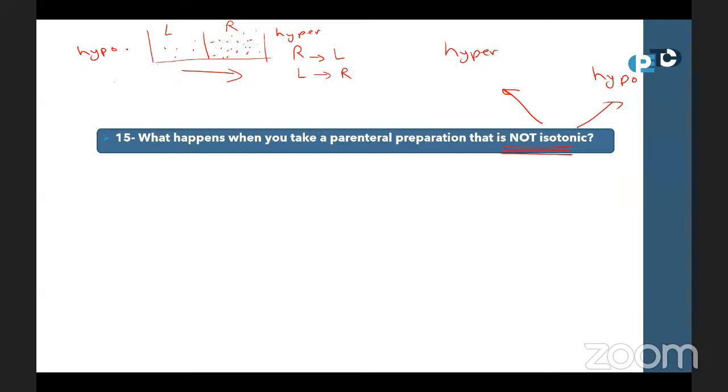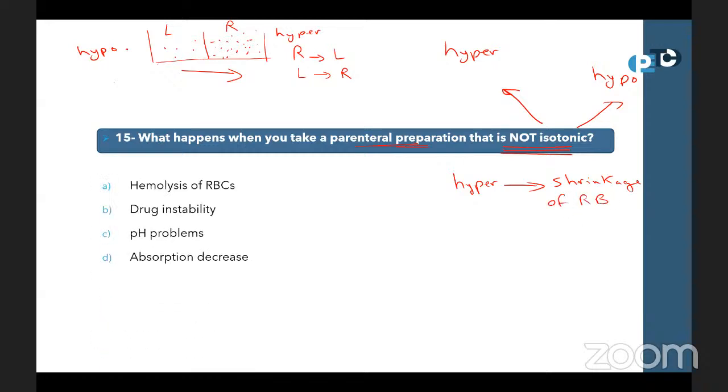Here, when the patient takes a parenteral preparation which is not isotonic, if it is hypertonic, what will happen? Hypertonic means it contains a higher concentration. The direction of fluids is from the RBCs to the hypertonic solution. Therefore, shrinkage of RBCs will happen.